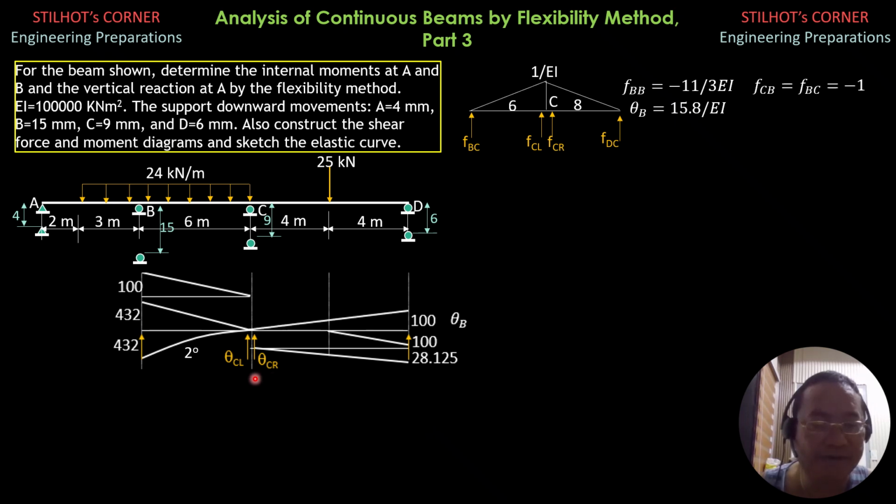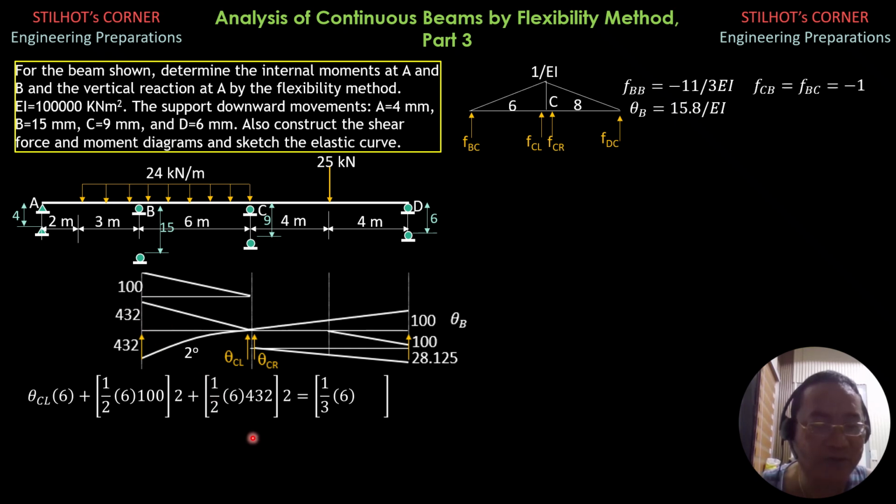So to solve for theta C left, we sum up moment about the left. Again, this is now 100 because in the formula negative 6 EI, B is below C by 0.006, so it is treated as negative 0.006. So substitute: theta C left times 6 plus 1/2 of 6 times 100 times 2 plus 1/2 of 6 times 432 times 2 equals 1/3 of 6 times 432 times 6 over 4 or 1.5. Solving for theta C left is negative 316 over EI.